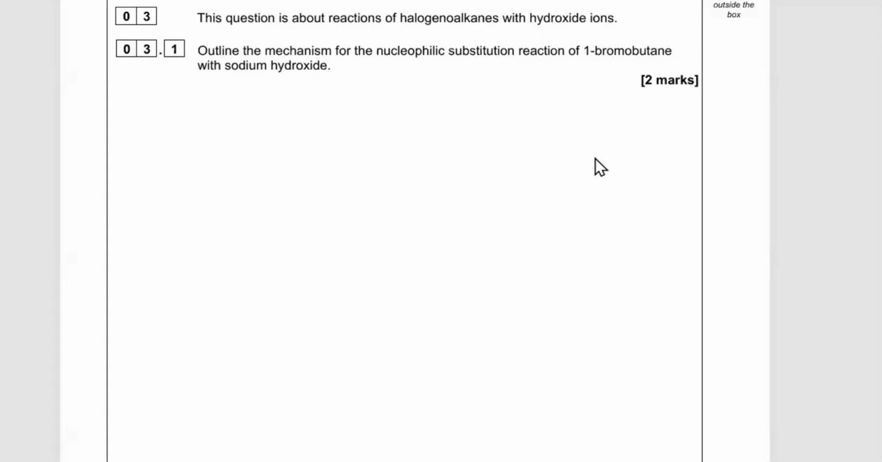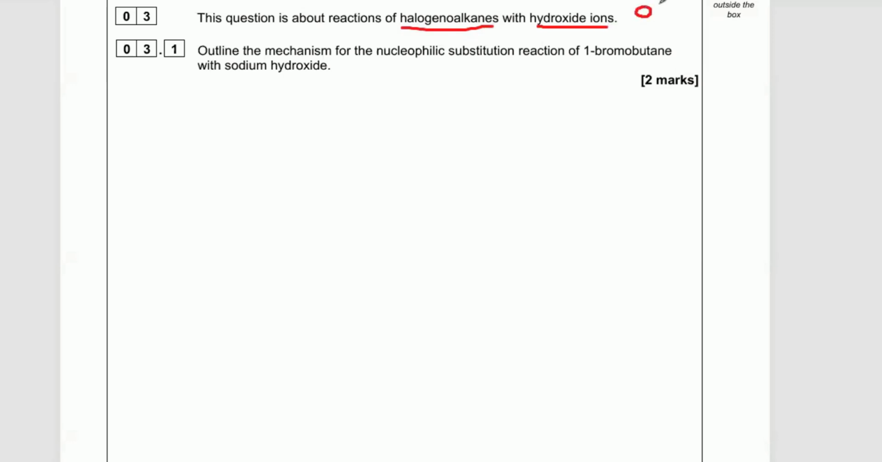Here's a little quick one on halogenoalkanes. This is a question from the AS Chemistry 2023 paper 2. Let's get into it. Question 3 is about halogenoalkanes with hydroxide ions, their reaction basically. 3.1: outline the mechanism for the nucleophilic substitution reaction of 1-bromobutane with sodium hydroxide.